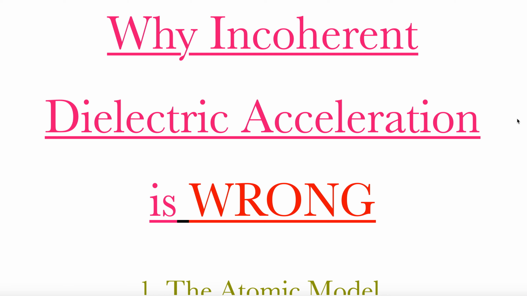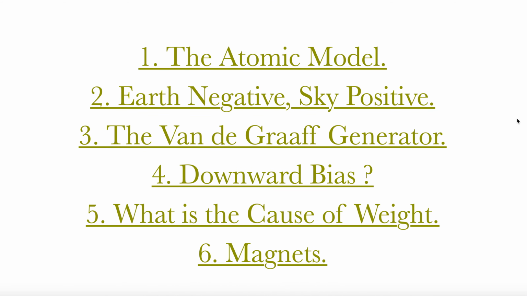Okay, let's get started. These are the sections. 1. The atomic model. 2. Earth negative, sky positive. 3. The Van de Graaff generator. 4. Downward bias? 5. What is the cause of weight? 6. Magnets. So there are the 6 topics I will be focusing on. There will be a small extras section at the end as well.